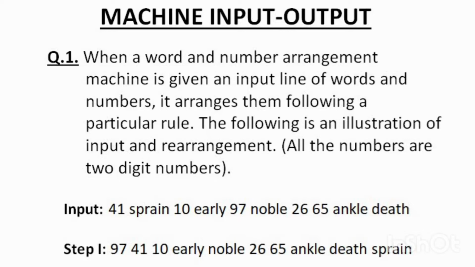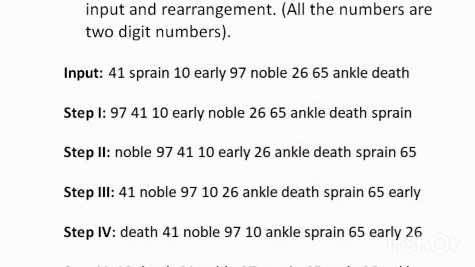The first question: when a word and number arrangement machine is given an input line of words and numbers, it arranges them following a particular rule. The following is an illustration of input and rearrangement. All the numbers are 2-digit numbers, and the input they have given is 41, sprain, 10, early, 97, noble, 26, 65, angle and death. And 5 steps are given based on that input, and these steps are arranged according to a particular rule. We can look into what kind of rule they have applied in this case.